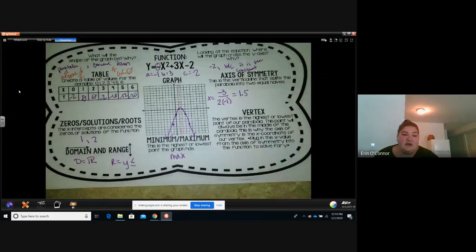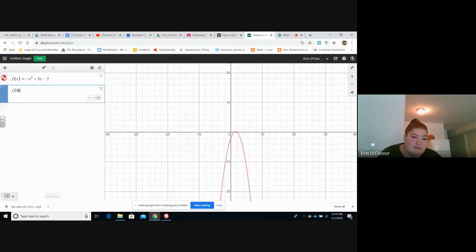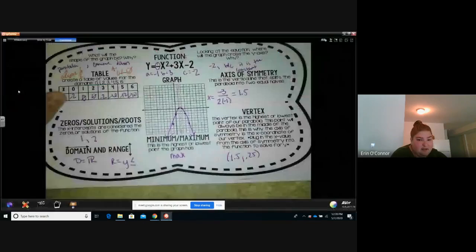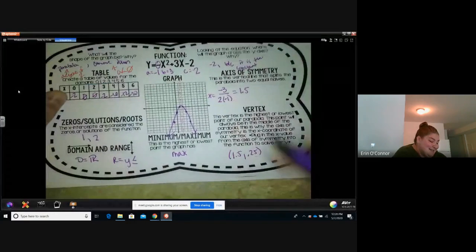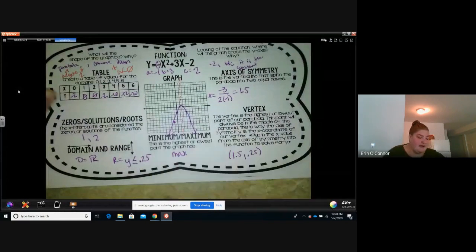Now, what I can do is go back over here and plug 1.5 in and see what I get. And I get 0.25. 0.25 is my y. So that being said, the highest I can go is 0.25. That is the uppermost point that I can go.